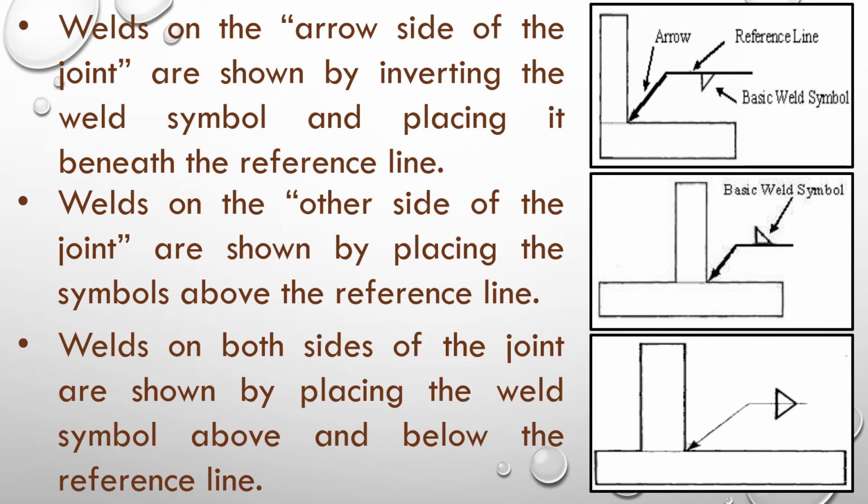Welds on the arrow side of the joint are shown by inverting the weld symbol and placing it beneath the reference line, while welds on the other side of the joint are shown by placing the symbols above the reference line. Welds on both sides of the joint are shown by placing the weld symbol above and below the reference line. You can see the representation pictures of the three parts at the right side.